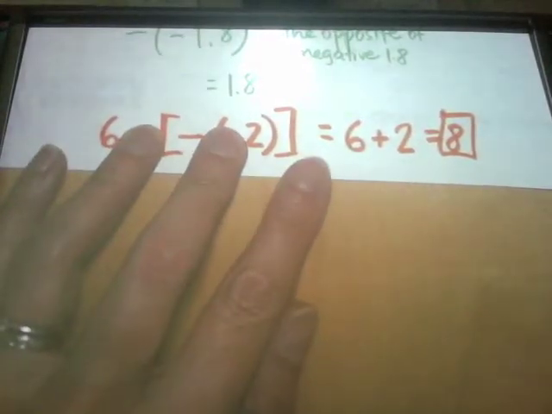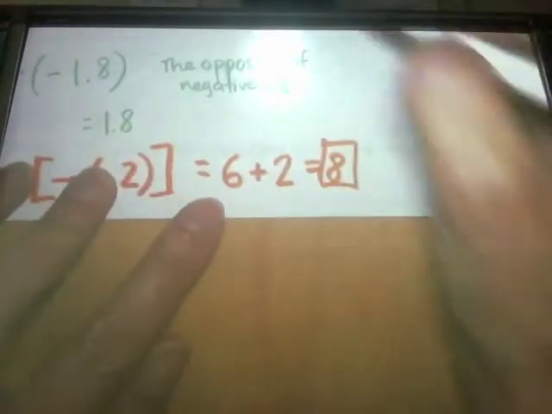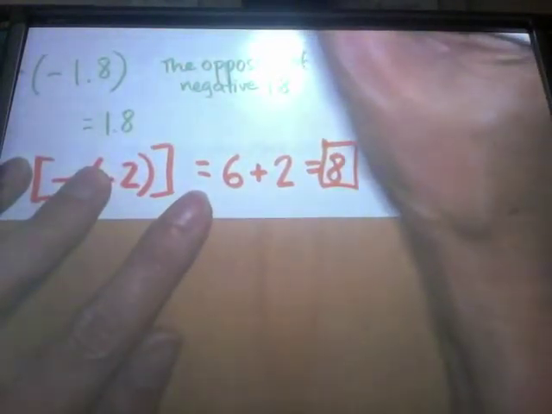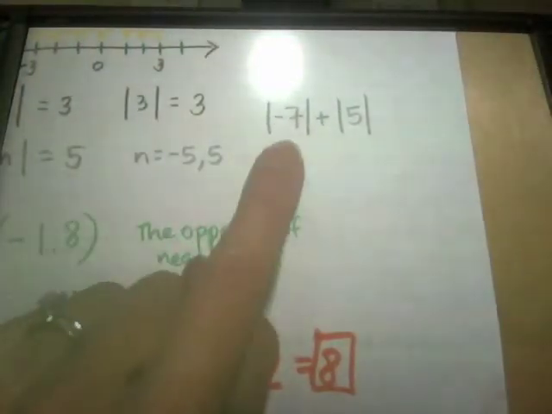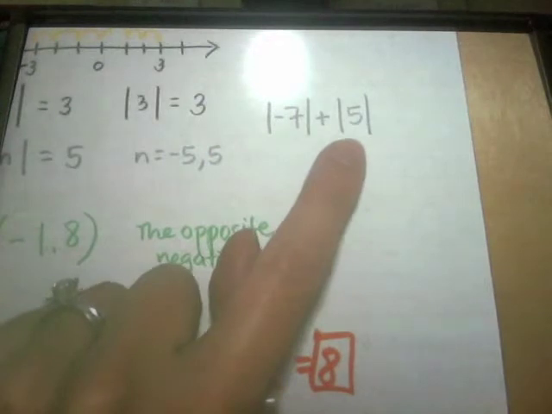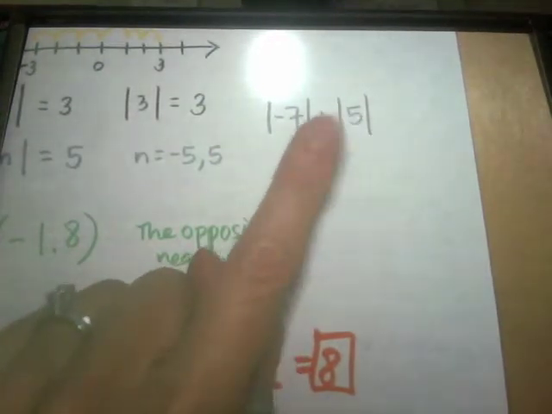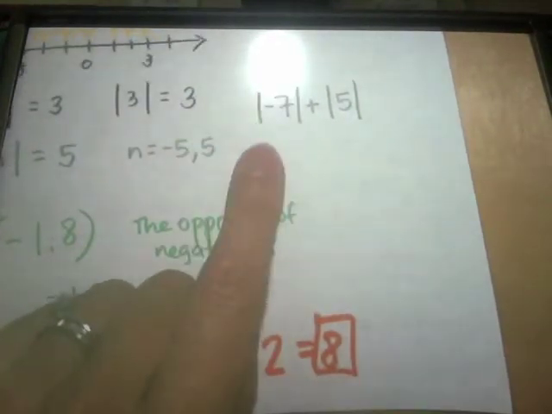Last thing is just going to be adding in a little more with absolute value marks. So if you see that, you're going to want to get the absolute value before you do the operation. Here's what I mean. One example, then we're done. Absolute value of -7 plus the absolute value of 5. Get the absolute value first.